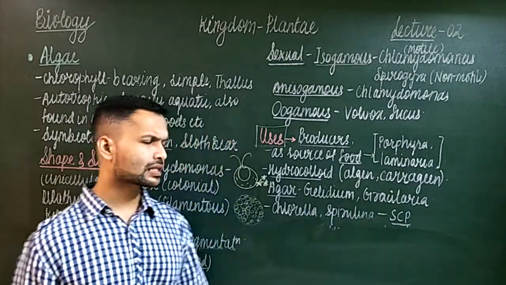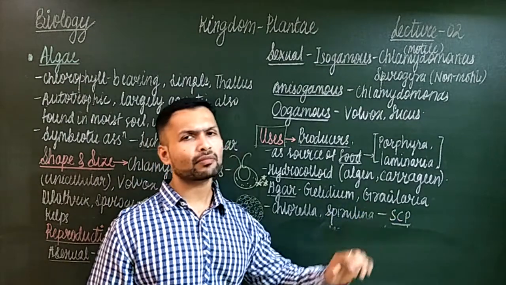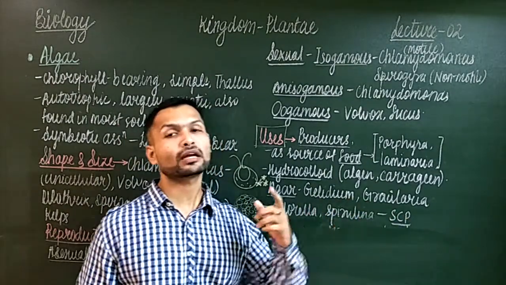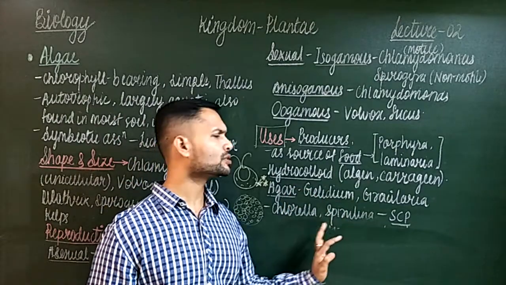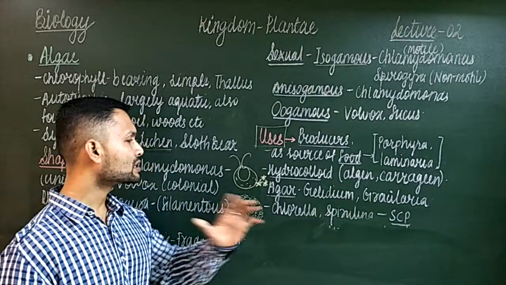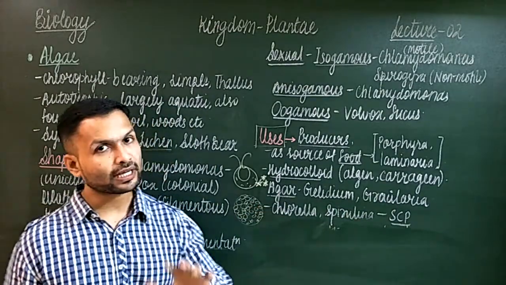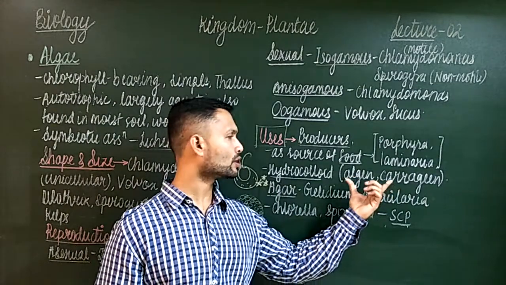GG, that is the same word for agar-agar. So Gillidium and Garcilaria. They might ask you only one example also. They might ask you both also. It can come as A, B, C, some other option, D, both A and B. They might give you this as one option only. So this is a potential MCQ which can come for your entrance. Sure shot.